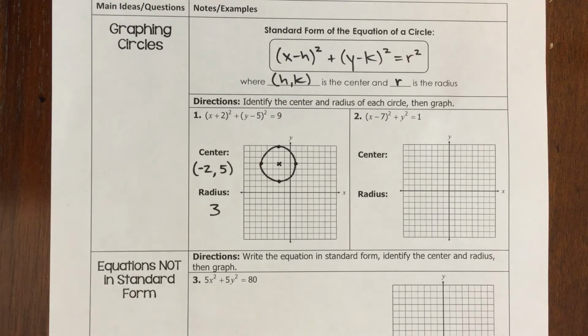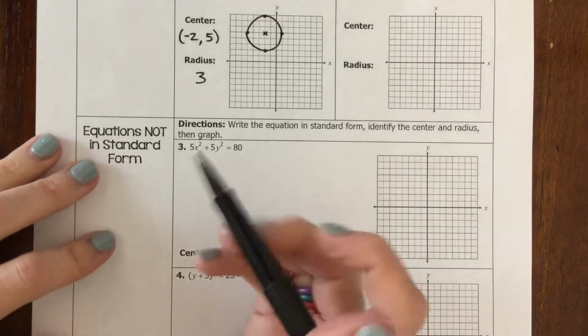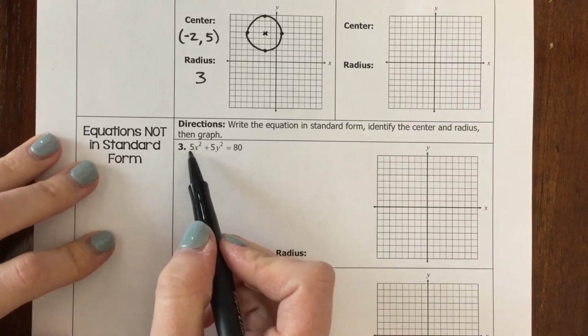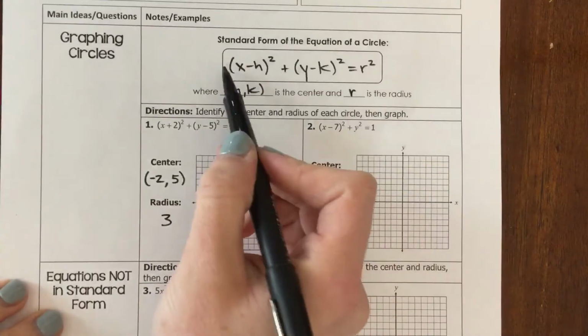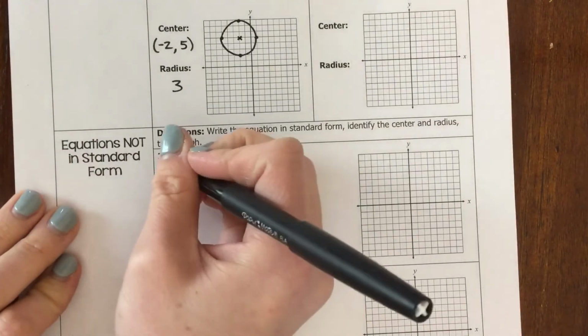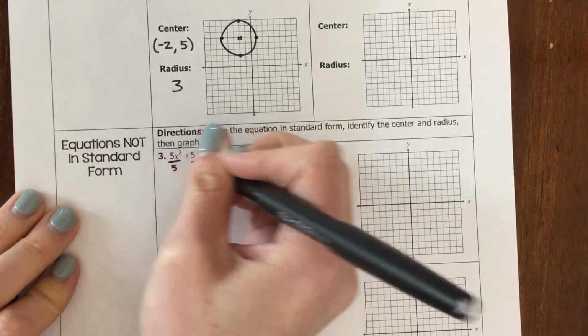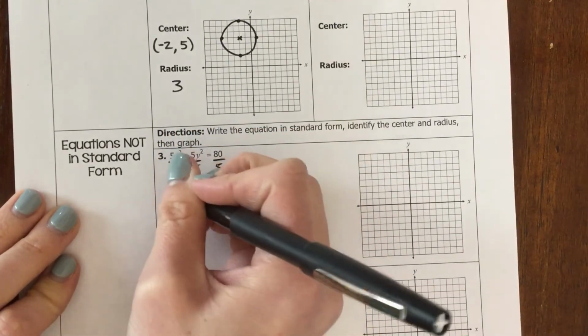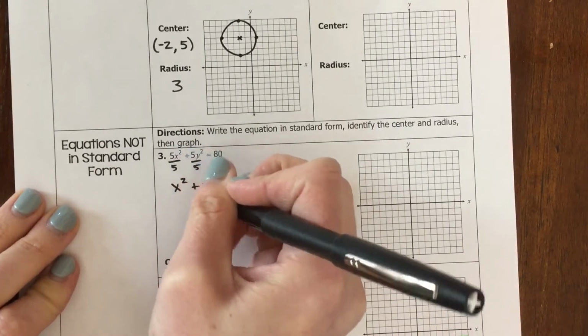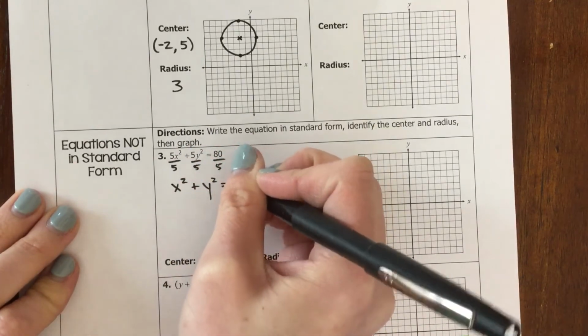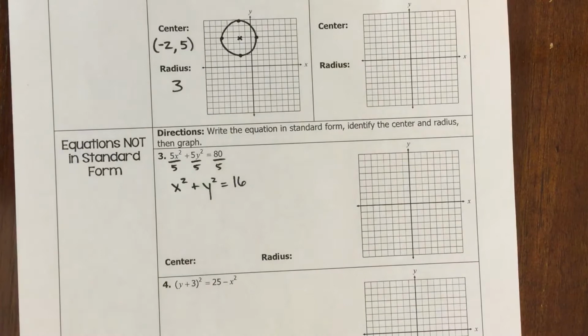All right, so looking at the equations as they're written right now, we are going to kind of backtrack and work our way to the way that they are supposed to look. So looking at number 3, we see a coefficient right here, right? There's a 5 right here, there's a 5 right here. We don't have coefficients in this standard form. So we're going to take those 5s and divide them out. So divide everything by 5. So reducing down, this is an x squared plus a y squared equals, and then 80 divided by 5 is 16. So that is now standard form.